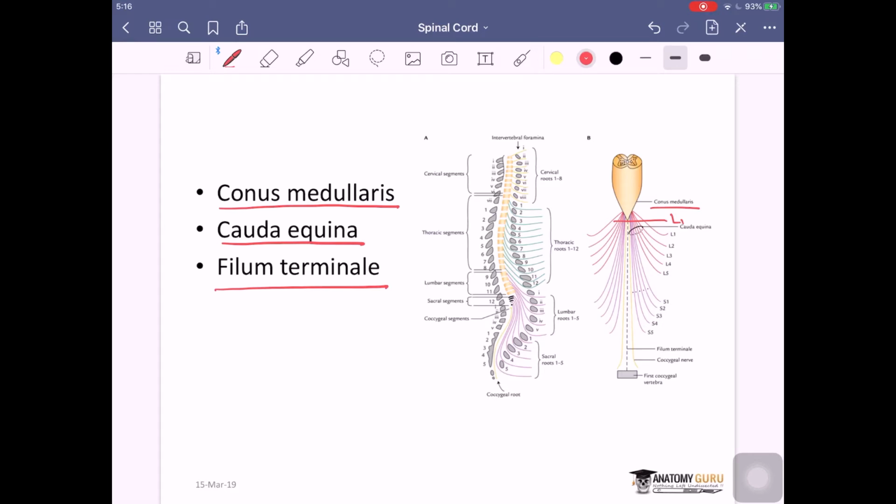Filum terminale. The filum terminale is a modification of pia mater. It is a thread-like structure that extends from the apex of the conus medullaris all the way to the coccygeal vertebra on the dorsal aspect, and the total length is 20 centimeters. It has been divided into two parts. The part lying in the dural sac is what we call the filum terminale internum. The part which lies outside is what we call the filum terminale externum. Though it is the filum terminale, it is a non-nervous tissue. It is a non-nervous tissue.